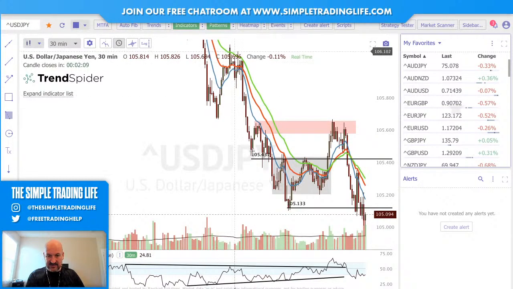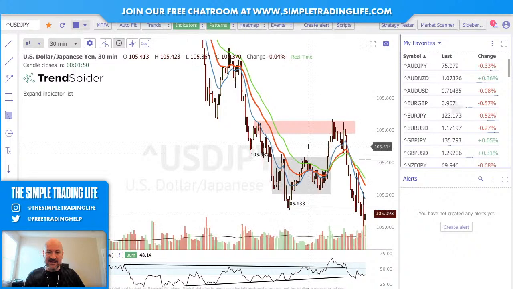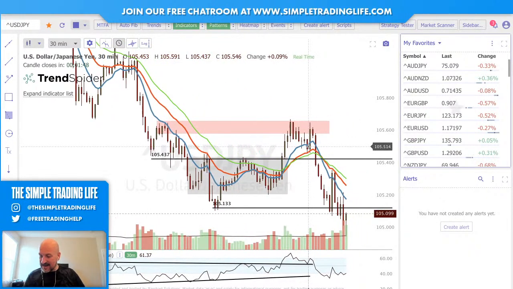Down, bounce, bounce, bounce. Then we ranged. We tried to go higher, could not get through this structure level, came around. Okay, bounce, retest, go. Then we bounced, and now we're putting in a lower low again. All right, that's how you read price action.